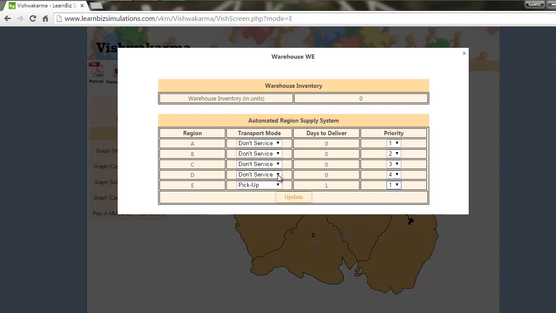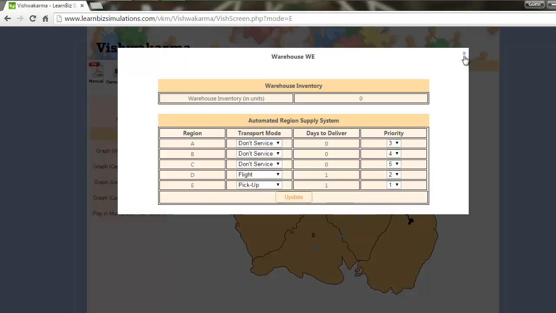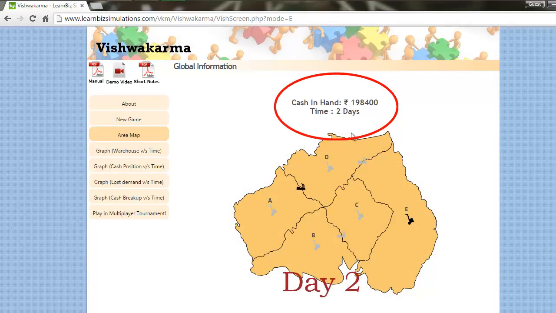Similarly, we decide to use the flight as a mode for transporting materials from warehouse E to region D, which again takes a day to reach but costs 460, with priority being 2, so as to not lose any sales, and it being marginally beneficial as well, with the selling price being 600. Let us reset the priority for other regions as well and update.